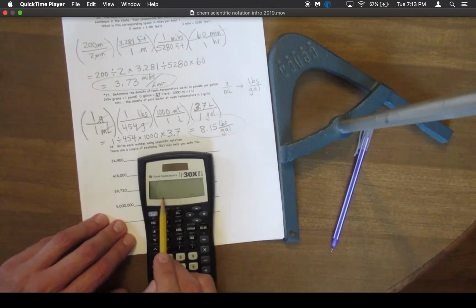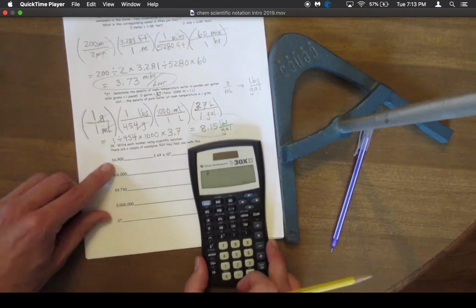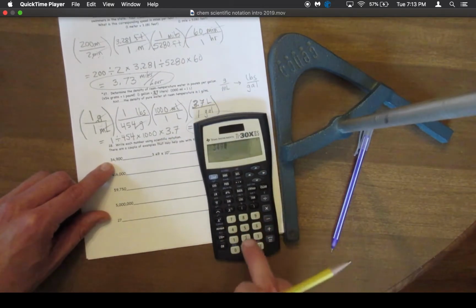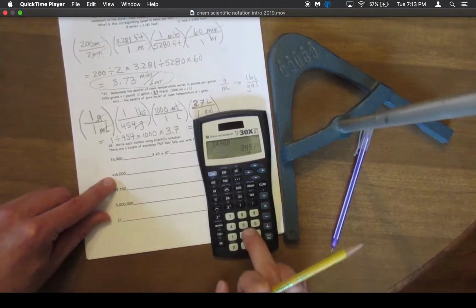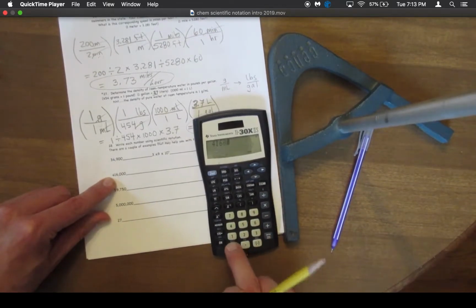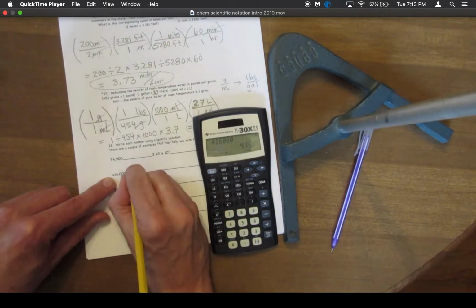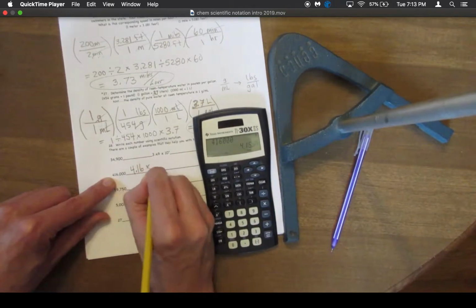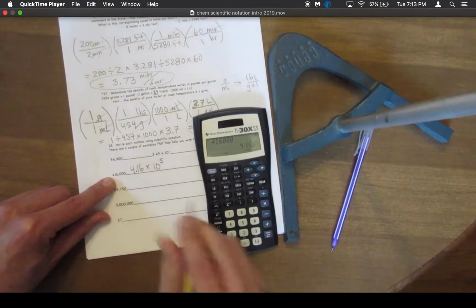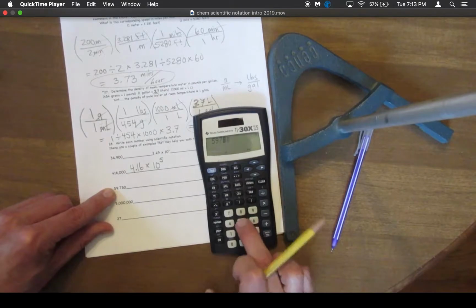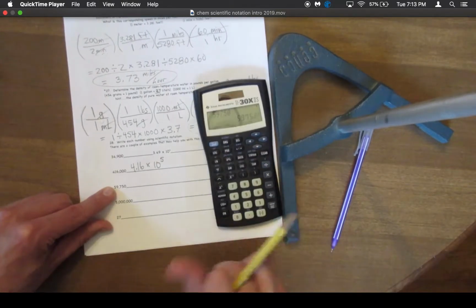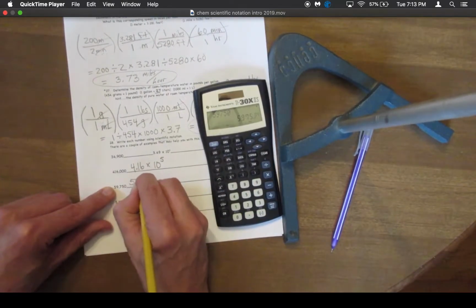The little SCI shows up on your display, and then all you have to do is type in these numbers, and then hit equals. And write down what it says. It's that easy. Type in the number, hit equals, write down what it says. That's all we're doing. All right. But you have to be in scientific notation mode for that to happen. That's all there is to it.